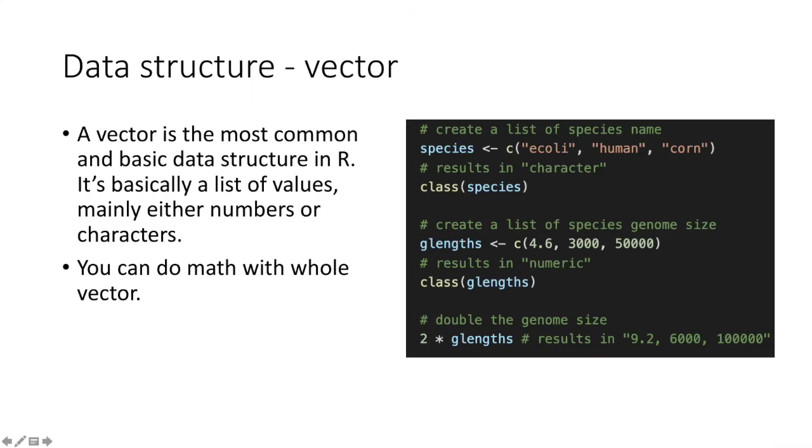Also, you can do math with a whole vector. So let's say you want to double the genome size. I don't know why you want to do this, but you can totally do this by using 2 and the multiply operation, followed by g_length, which is a vector of numbers. The results will be, as you expect, 9.2, 6,000, and 100,000, right? Once you learn more about R, you will find this vectorized concept happening everywhere, not just for vectors but also other data structures as well. And this concept will make computation much more efficient. Just keep that in mind. It works for a vector and it works for many other things, all right?